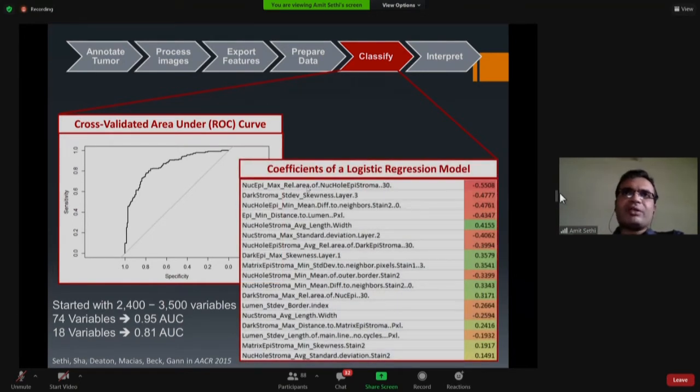These are some of the features that came out to be important in that feature elimination process. They are not very easily interpretable, but slightly more interpretable than if we were to use a deep neural network.